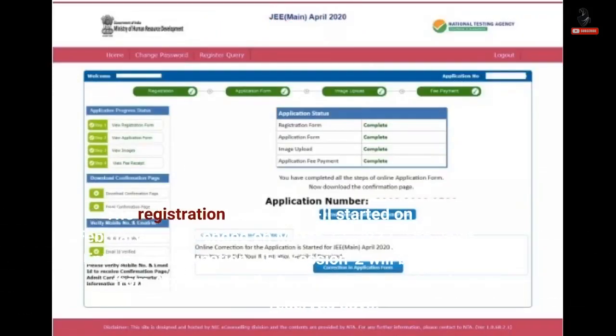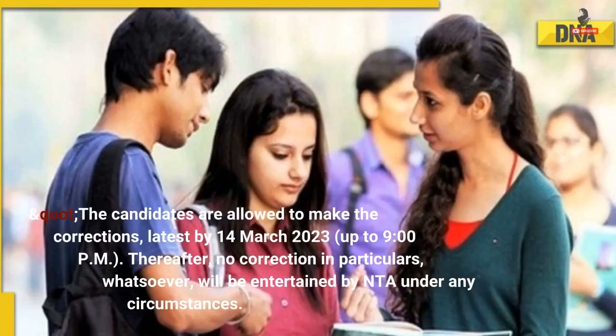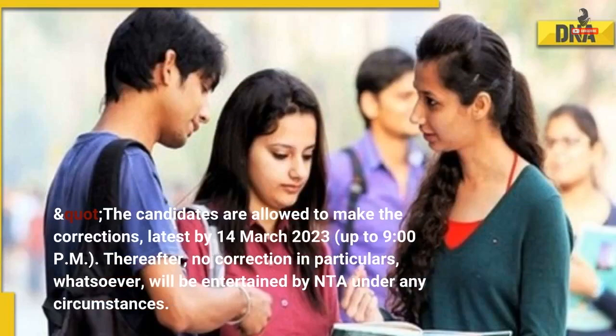The registration for Session 2 started on February 15 and ended on March 12, 2023. The Joint Entrance Examination, JEE Session 2, will be conducted from April 6 to April 12, with April 13 and 15 kept as reserved days. The candidates are allowed to make the corrections, latest by the 14th of March 2023, up to 9:00 p.m. Thereafter, no correction in particulars, whatsoever, will be entertained by NTA under any circumstances.